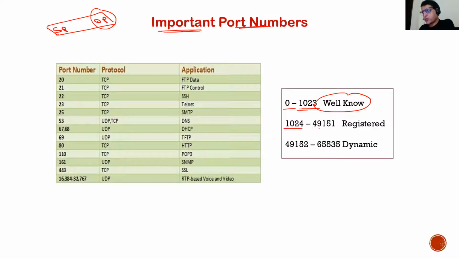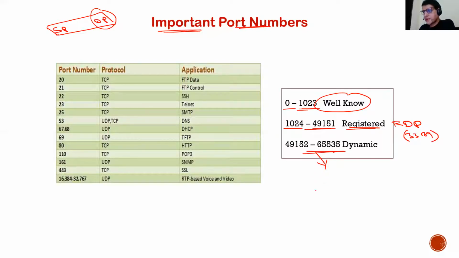Then 1024 till 49151, these are registered ports. You might have already seen RDP, 3389, which is an example here, which we use for RDP. Microsoft has already registered that port for RDP. Then there are the dynamic ports, which are created by my system in this range. So when a reply comes back, it comes to the right computer, to the right port, which is very important.